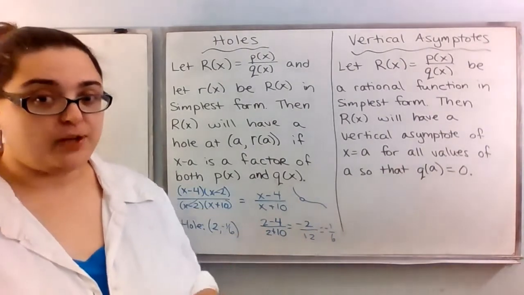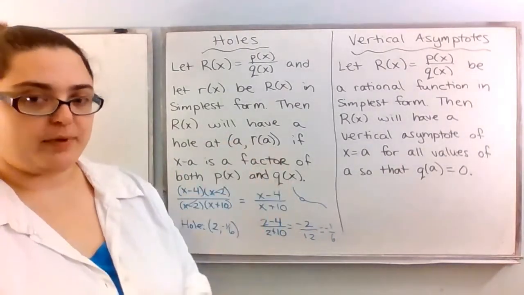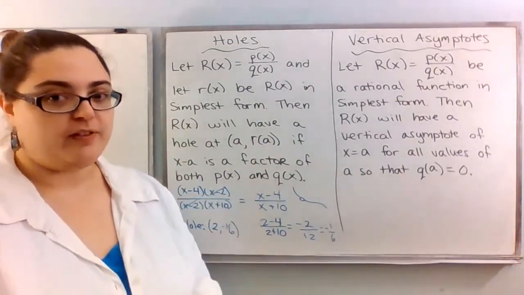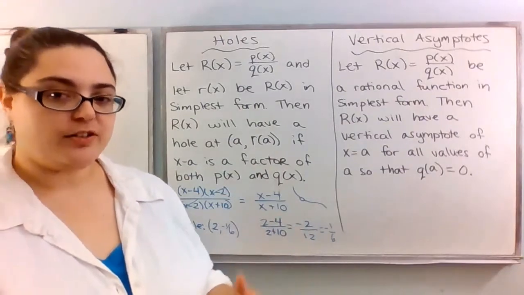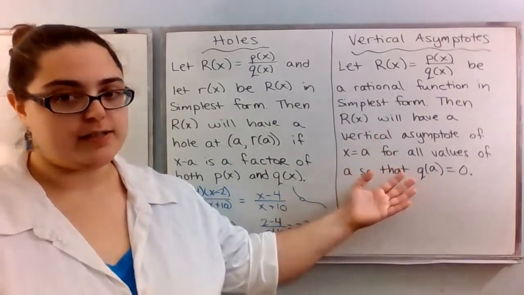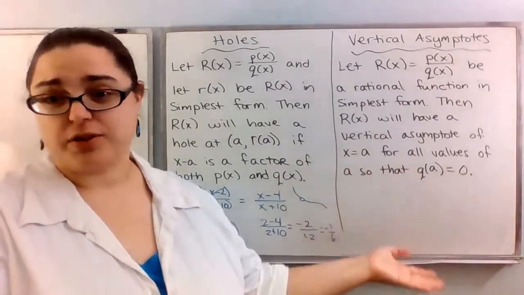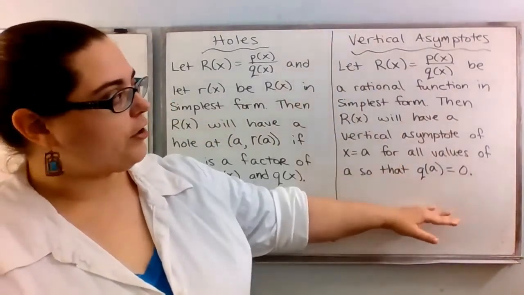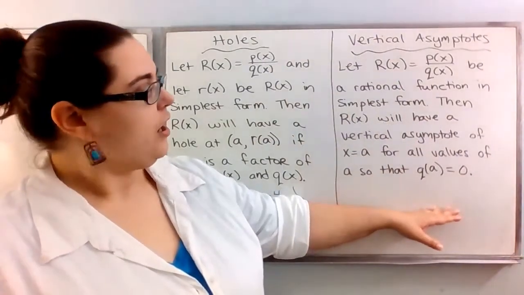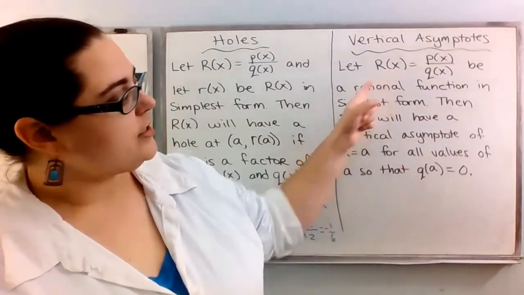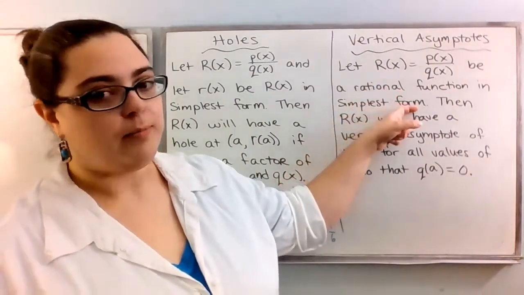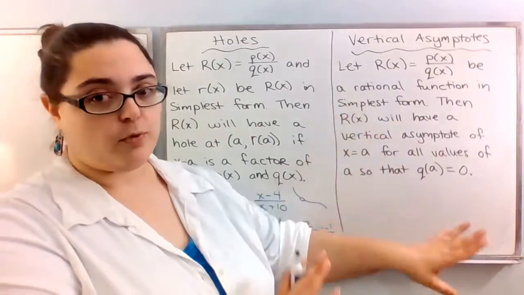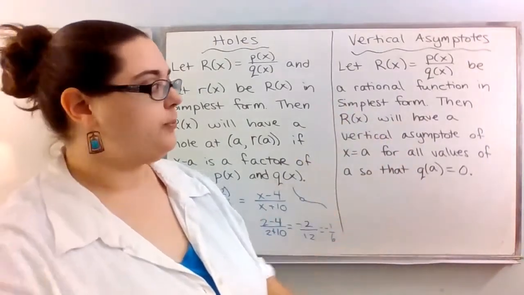So a hole can happen when your numerator and your denominator have a common factor. If the numerator and the denominator don't have that common factor, then factors of the denominator are going to be vertical asymptotes. So this is another place where your denominator would be 0. So that's why in our characteristics for our vertical asymptotes, we see that r of x is a rational function in simplest form. So we're already looking at a rational function in simplest form, so we don't have to worry about common factors between the top and bottom.